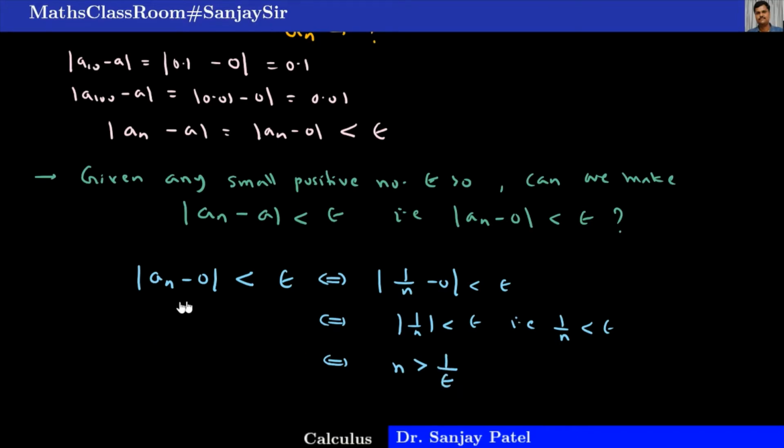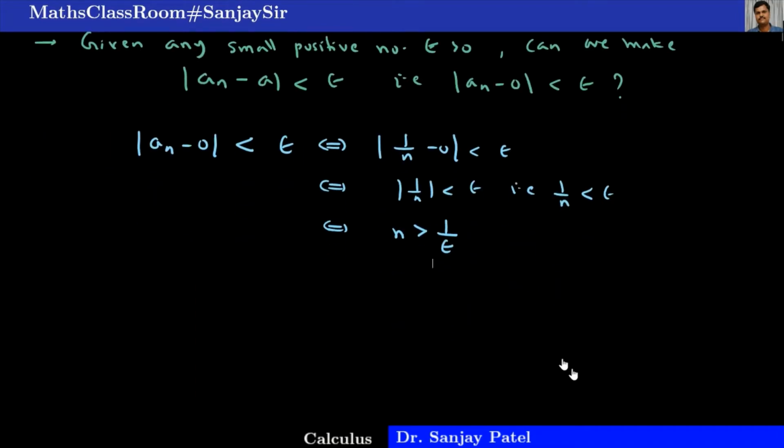So in order that this condition is satisfied, we should choose the value of n to be greater than the number 1 upon epsilon. And remember, we want the term number n for which a_n minus 0 is less than epsilon. So that term number must always be a positive integer.